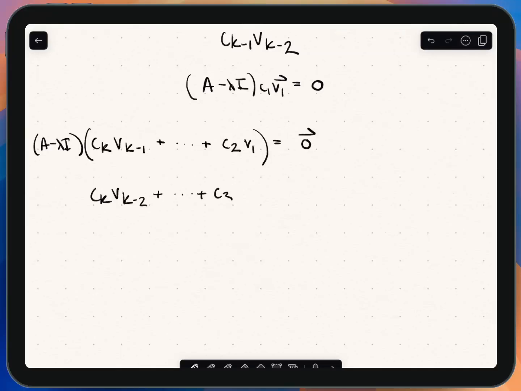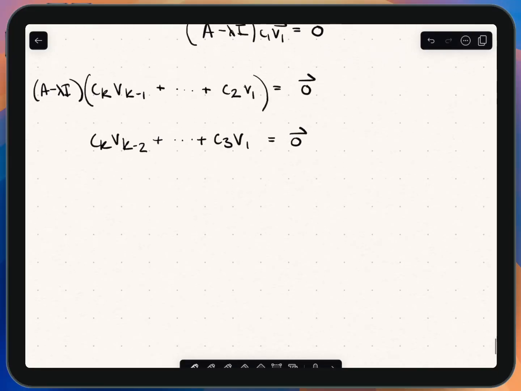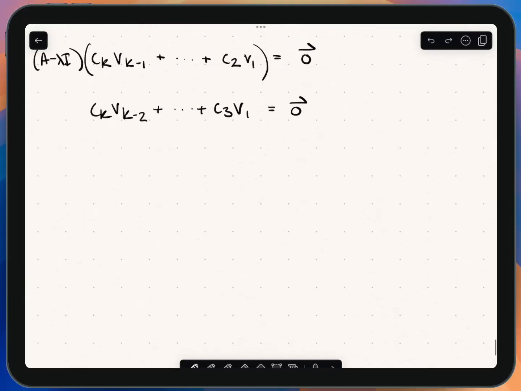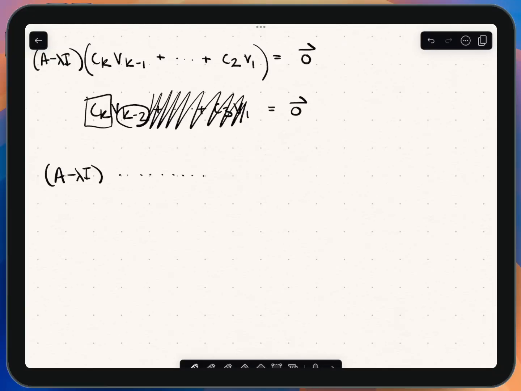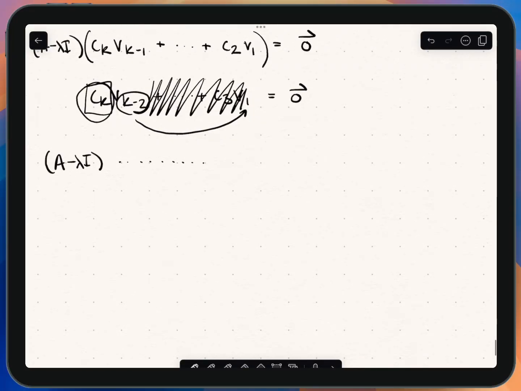We're going to be left with c3 v1 is equal to 0. And we can continue and continue until this term, this ck, is the only one that we are left with. So I'm going to apply it a whole bunch of times, and a whole bunch of times later, I'm just going to cross out all of these other terms until this ck minus 2 moves to be the v1, but we're retaining this ck all the time. So then we're left with this expression.